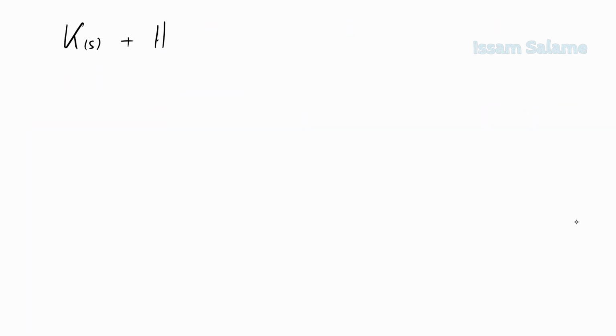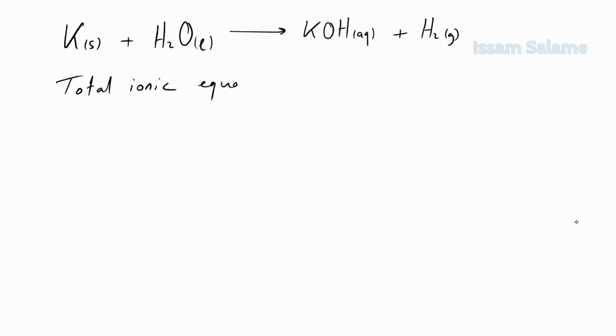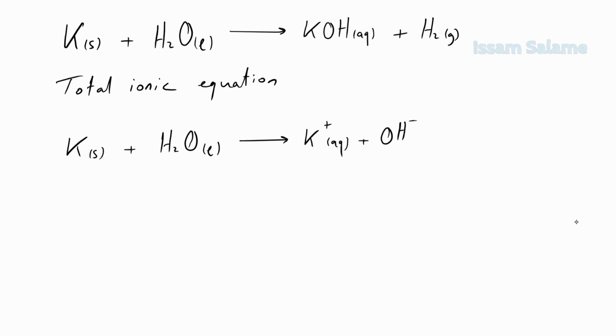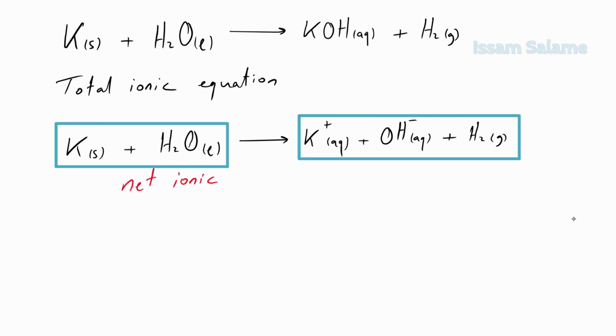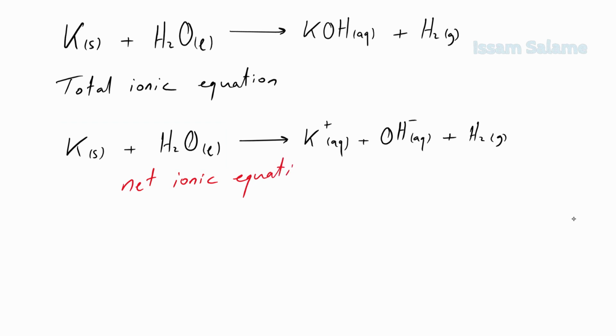Let's have another example, the reaction of solid potassium with liquid water to produce potassium hydroxide aqueous plus hydrogen gas. Here, to write the total ionic equation, as I told you earlier, we should split only the aqueous compounds. And as you can see, only potassium hydroxide is aqueous, so the total ionic equation is going to be solid potassium plus liquid water gives potassium ion plus hydroxide ion plus hydrogen gas. And since here we don't have common ions between the reactants and the products, the net ionic equation is going to be the same as the total ionic equation.